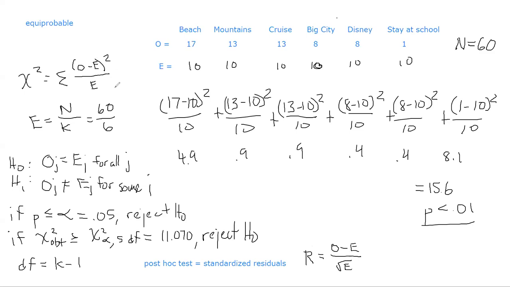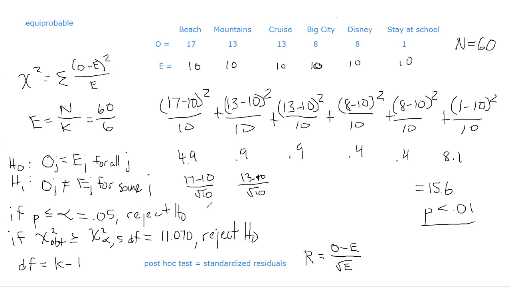And if you look at it, it's kind of like the square root of our overall formula. We also took out the sum because we're going to calculate a different R value for each category. And so just to do some of these, we have the residual 17 minus 10 over the square root of 10. And then we have 13 minus 10, there's a minus in there, 10 over the square root of 10, and so on for each of these categories. And we're going to get a different value.